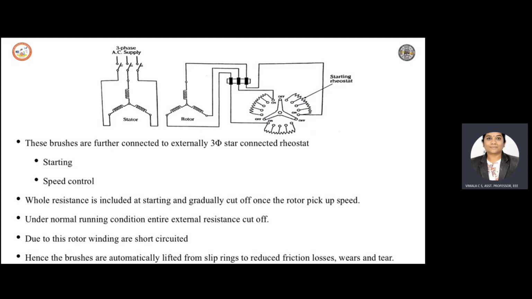So the whole resistance is included at starting, and once the induction motor picks up speed, the resistance is gradually cut off. When 80% of the speed is achieved, the rheostat is cut off and the rotor windings are short circuited.